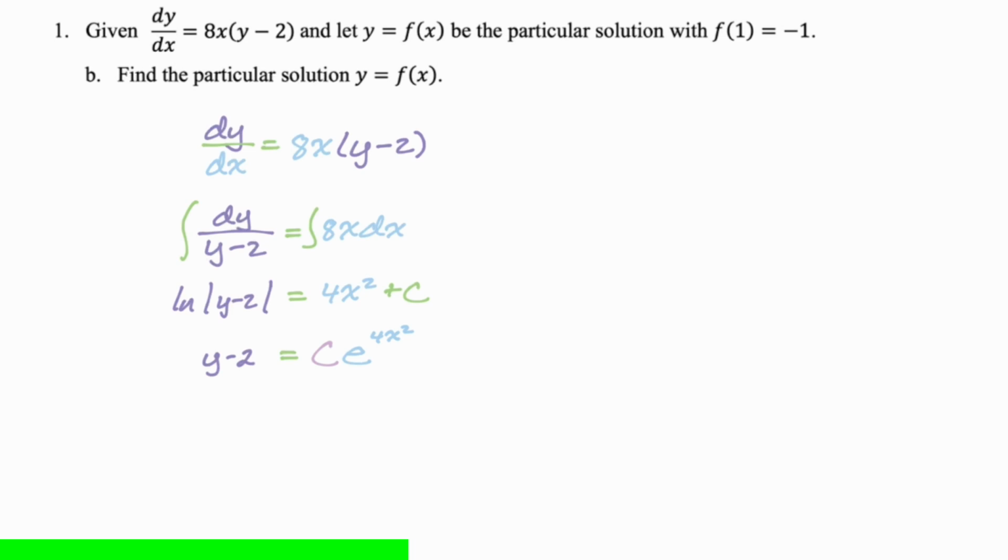At this point, it's never going to really be easier to solve, so I'm going to solve for c. So we know that we're at the point 1, negative 1. We just plug in, right?